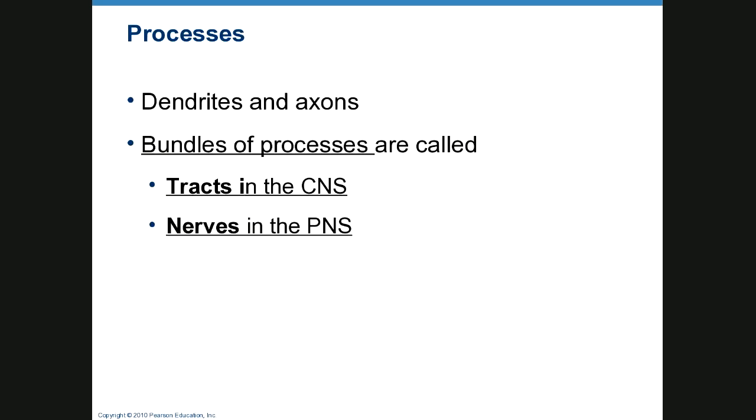In the central nervous system, we call a bundle of processes a tract. In the peripheral nervous system, the same object is called a nerve. It's incorrect to call anything inside the brain or spinal cord a nerve. It's a tract.